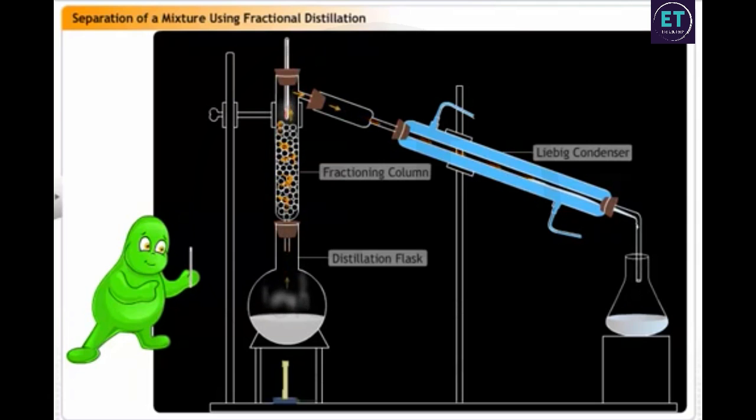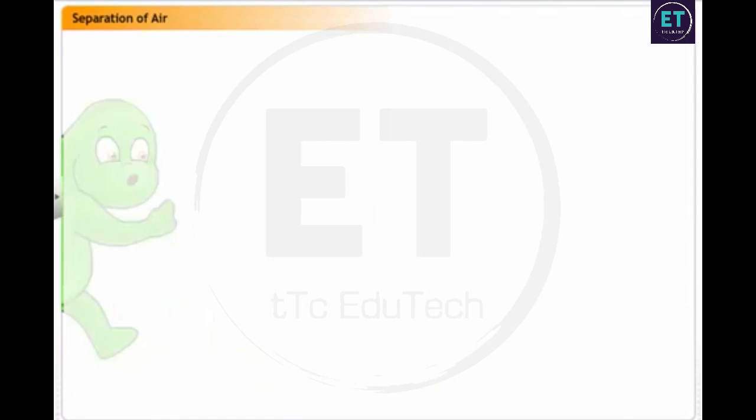During this process, only the vapors of n-hexane, which has a lower boiling point, pass through and get condensed in the condenser. N-heptane, which has a higher boiling point, condenses and flows back into the distillation flask.